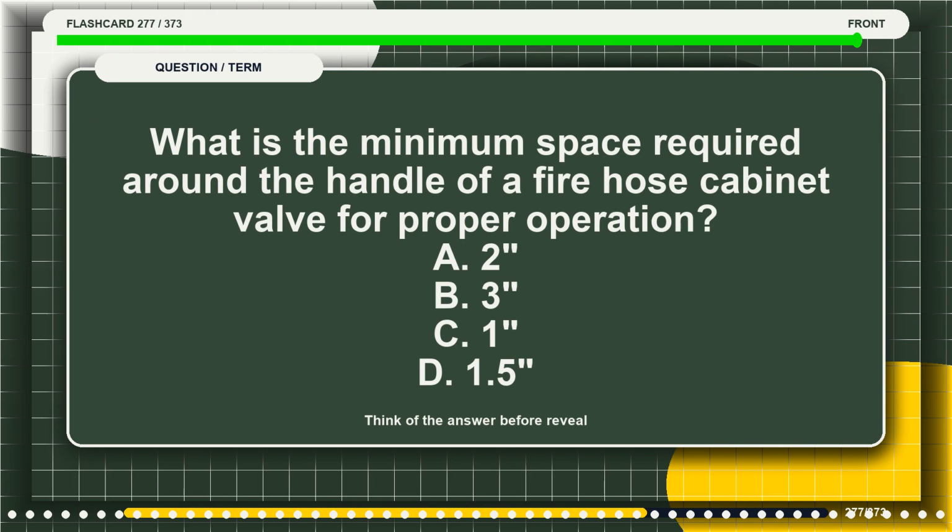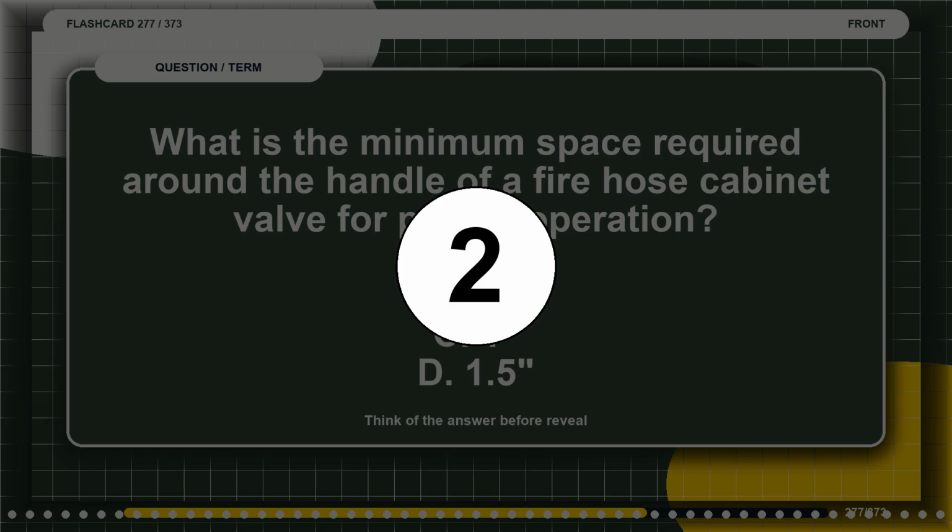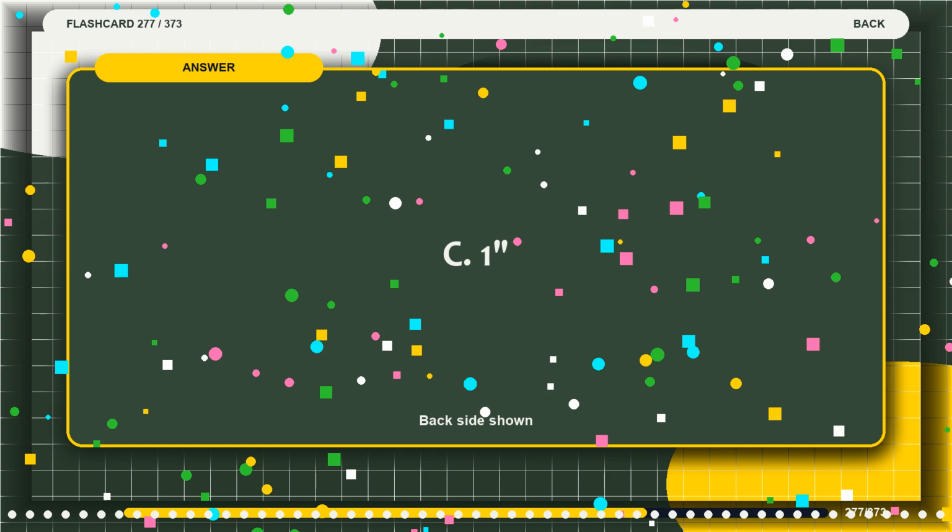Flashcard 277. What is the minimum space required around the handle of a fire hose cabinet valve for proper operation? A. 2. B. 3. C. 1. D. 1.5. Think of the answer before the reveal. The answer is C. 1.